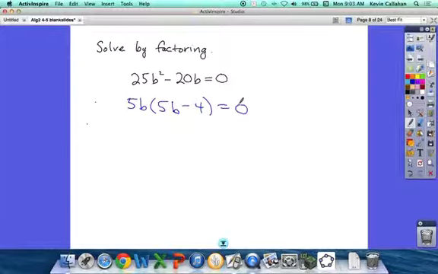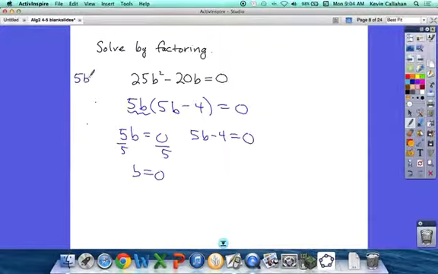Okay, now we're at that point. It's in factored form. What do I do with each factor? Set them equal to 0, right? 5b equals 0. That's this factor, right? And the other factor is 5b minus 4 equals 0. So that gives you 2 equations to solve. All right. If 5 times b equals 0, what does b equal? 0. I mean, you can divide both sides by 5, but what's 0 over anything? b equals 0.